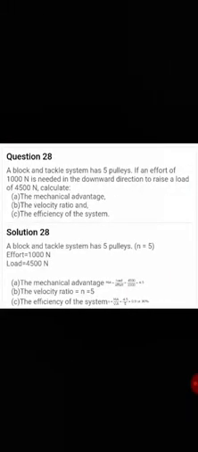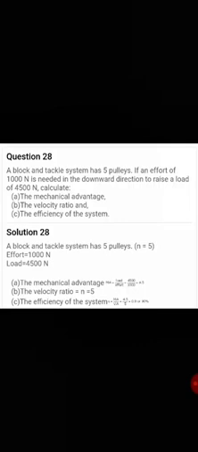Moving on to the next sum. A block and tackle system has 5 pulleys. If an effort of 1000 is needed in downward direction to raise a load of 4500, find MA, VR and efficiency. Since it has 5 pulleys and block and tackle system, so VR is equal to 5.